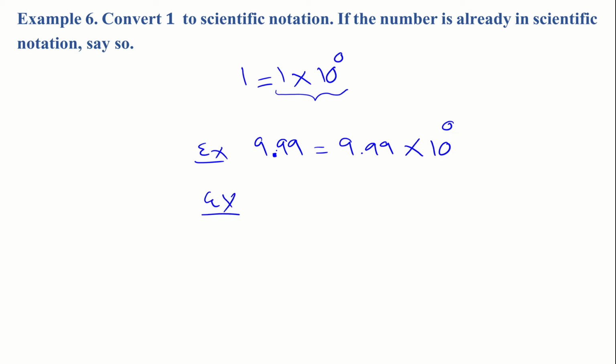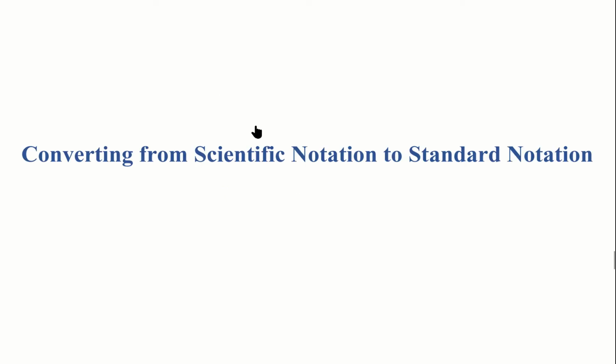Or what if I gave you negative 3.72? Same business. Remember, negative 3.72 has an absolute value, which is 3.72, so it's already fine as far as the value of a is concerned. So you just need to multiply it by 10 to the 0, and you should be good to go. Okay? That's that.